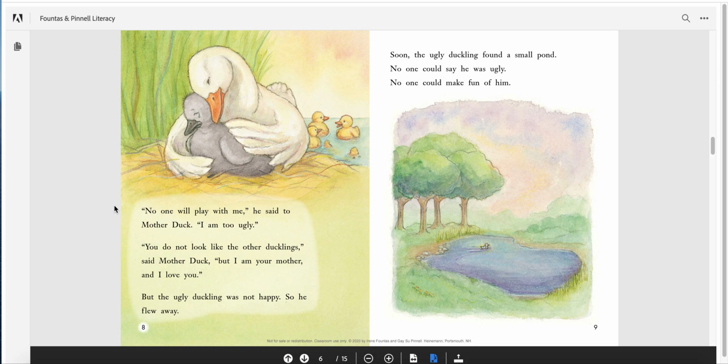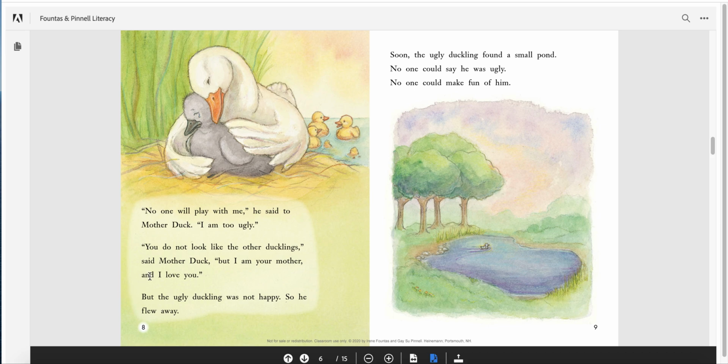"No one will play with me," he said to Mother Duck. "I am too ugly." "You do not look like the other ducklings," said Mother Duck, "but I am your mother, and I love you." But the ugly duckling was not happy, so he flew away.